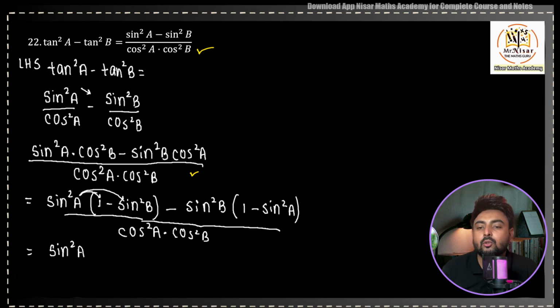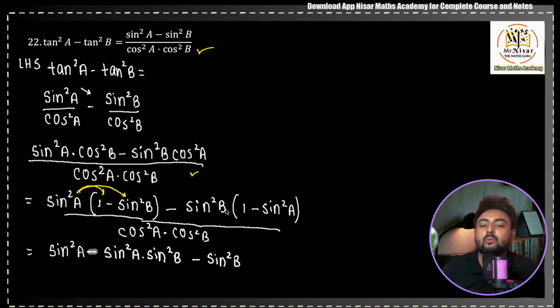Minus, it's not looking clear, I'll just take a different color over here. So this sign will be multiplied with this as well and with this as well. So I'll write it over here: sine square A minus sine square A into sine square B minus, then this sine square A into 1, it will be sine square B into 1, sine square B, and this minus into minus is going to become plus, that will be sine square A into sine square B. I hope we are getting the answer here.